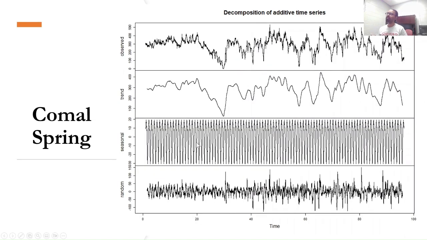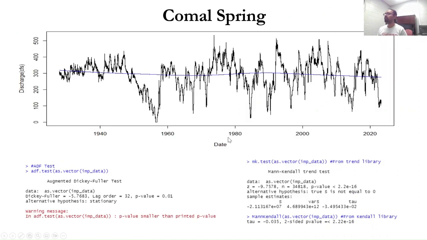And Comal spring discharge is also decomposed into trend, seasonal, and random data here, where seasonal value we can see is going as high as 20 and minus 20 by putting a frequency of a year. Now same Mann-Kendall test and ADF test here also shows similar trend, with trend being present and constant variance over time with significant p-value of less than 0.05 here, and here very small p-value with tau of minus 0.03.